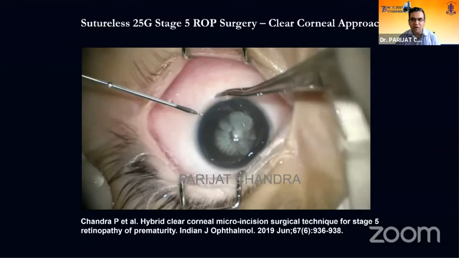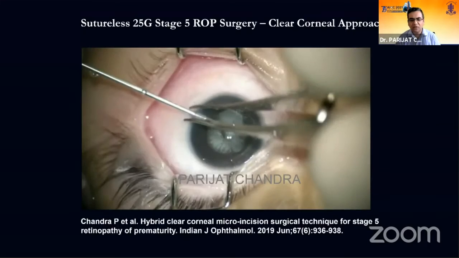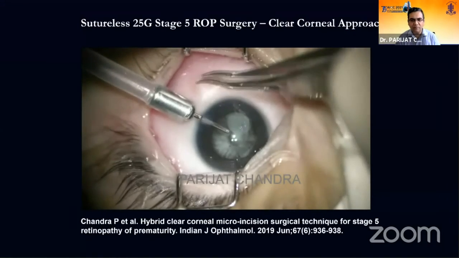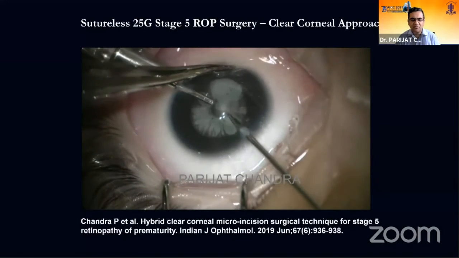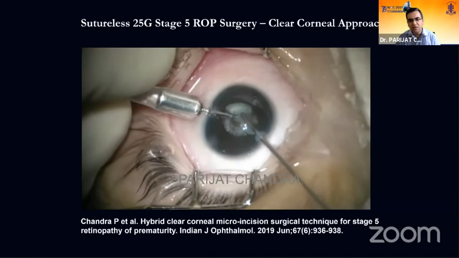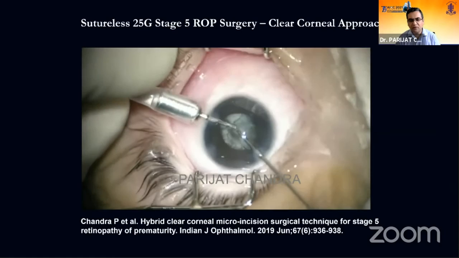So just to show you the technique of how we like to operate stage 5 ROP, this is a 23G MVR going in through the clear corneal approach, and through this 25G instruments are put in. And here you can see the 3 instruments have gone in. So it's a clear corneal approach. Later it allows for sutureless closure. Now you can see lensectomy has been done, and all the membranes are being removed. Now the lens is gone.